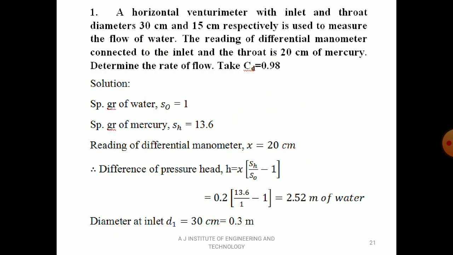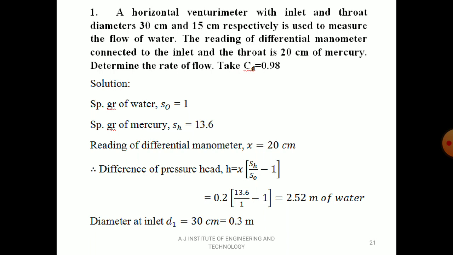Let's go for the problem. First problem: a horizontal Venturimeter with inlet and throat diameters of 30 cm and 15 cm respectively is used to measure the flow of water. The reading of the differential manometer connected to inlet and throat is 20 cm of mercury. Determine the rate of flow. Take CD equal to 0.98. CD is the coefficient of discharge, and they have told us to take its value as 0.98.